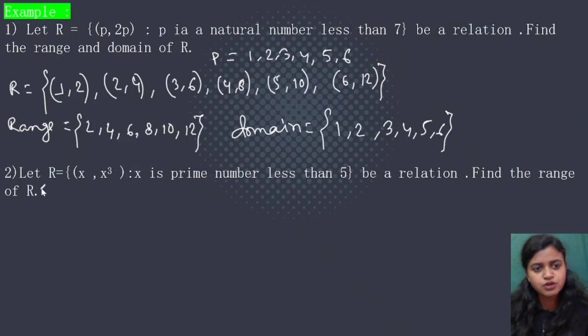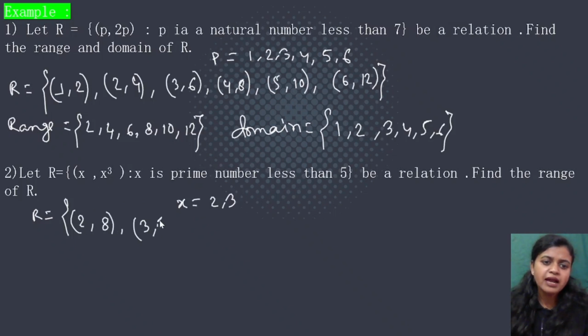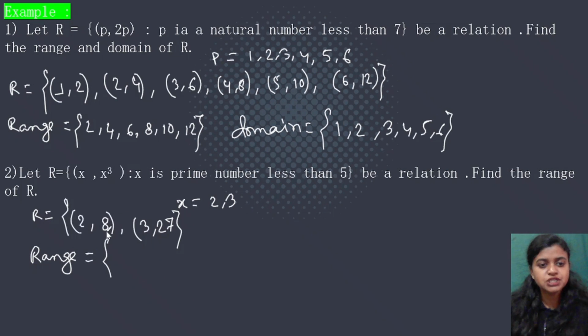Now let us come to example 2. Let R be the relation of pairs (x, x cube), where x is a prime number less than 5. Find the range. So x you can take as 2 and 3, because it is a prime number and it should be less than 5. 5 is a prime number, but less than 5 is required. So R is 2 comma 8 and 3 comma 27. We have to find the range, so the second elements will be considered. So 8 and 27 are the range of the relation.